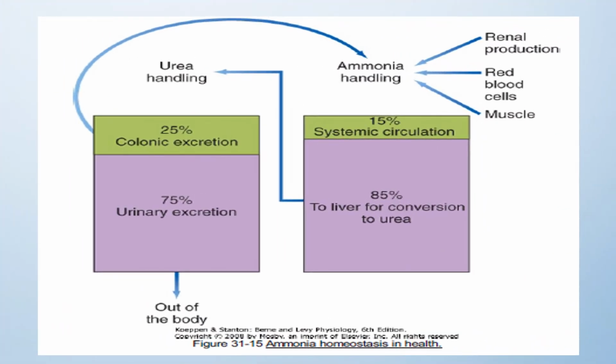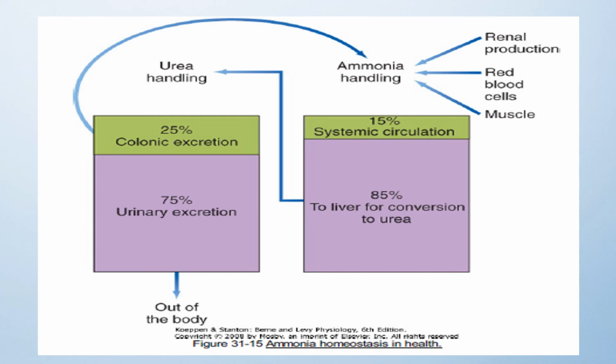Let's talk about ammonia homeostasis in health. There are three sources of ammonia, wherein two are major. 50% comes from the colon, produced by bacterial ureases, and 40% is produced in the kidney, and a small amount, around 10%, is derived from the deamination of amino acids in the liver.